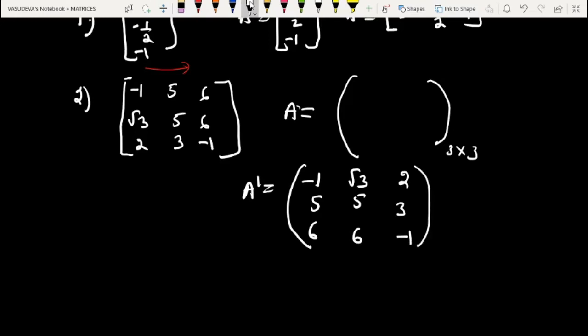So the transpose of a square matrix is of the same order as the original matrix. So it is also of order 3 by 3. A dash is also of order 3 by 3 matrix.